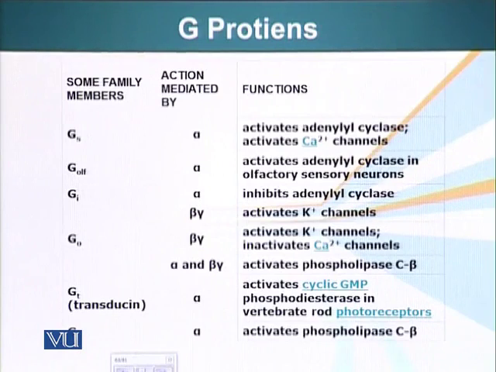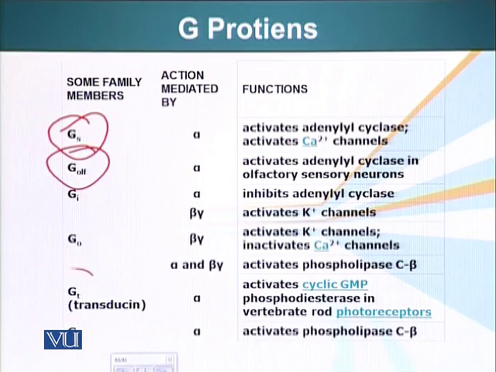I would like to recap again some of the G proteins we have talked about. Gs is the stimulatory G protein which activates adenyl cyclase once it interacts with the receptor which has been bound to its ligand. G olf, this is the G protein which is present in the neurons of our nose. Gi is the inhibitory G protein which inhibits the function of adenyl cyclase. Gt is G transducin. It is a G protein which is present in our eye rod cells.